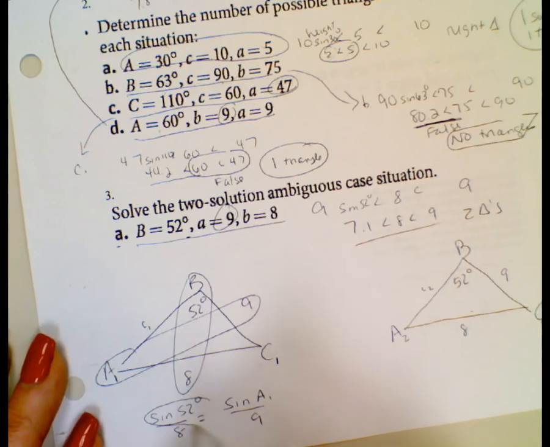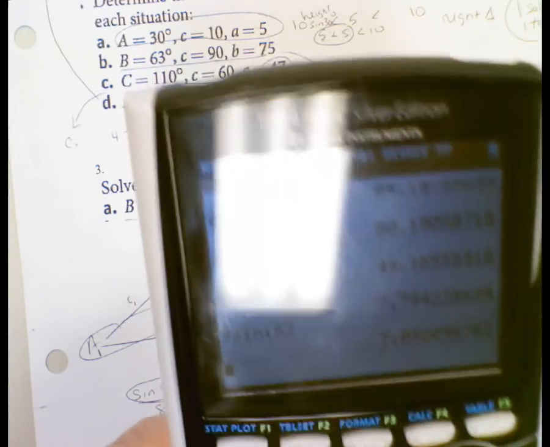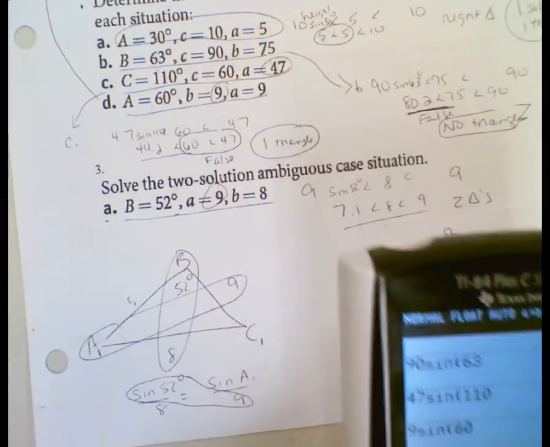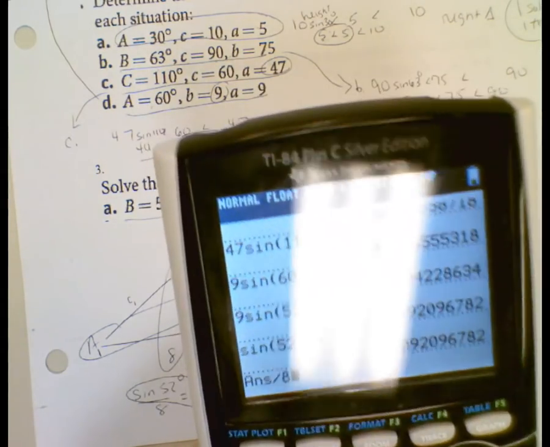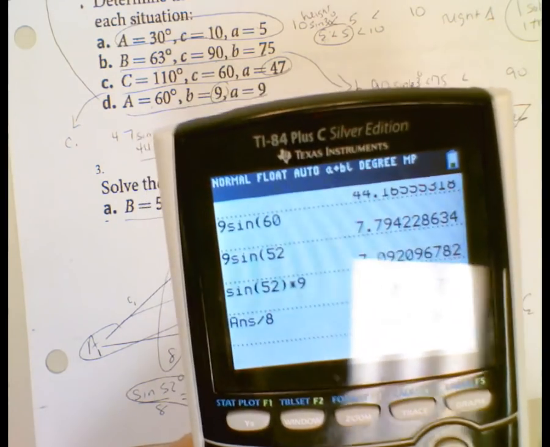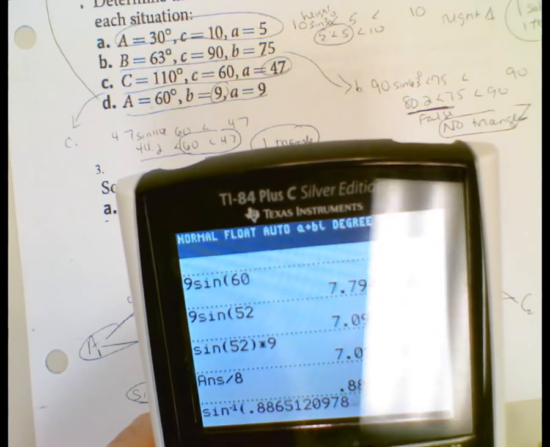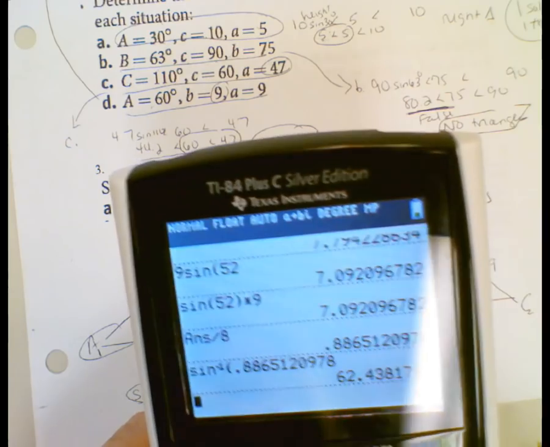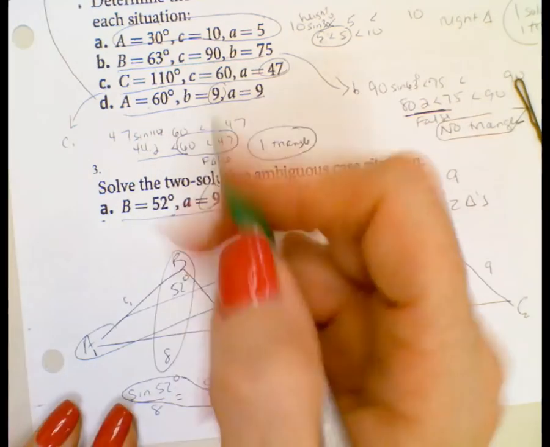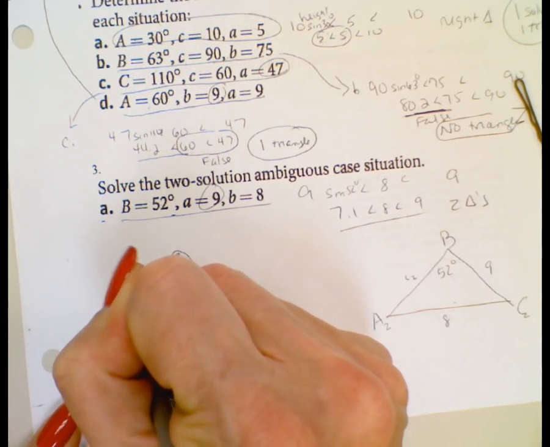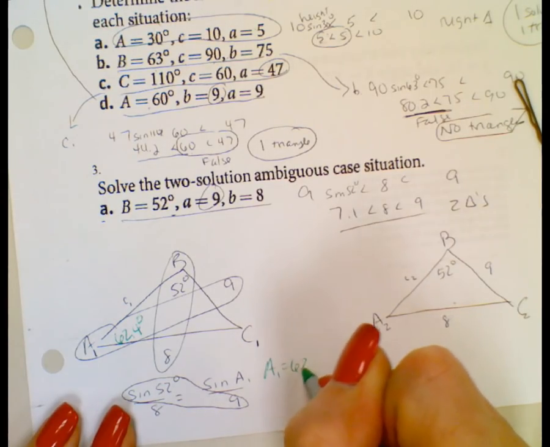Now we're solving for an angle, so we will have to use the arc sine button. Let me get our final answer here. So we have sine of 52 times 9 equals that, divided by 8, and you get this. Because we're finding an angle, we have to do arc sine, highlight, enter, and it's 62.4 for A1. So I'm going to fill that in here. A1 is 62.4.